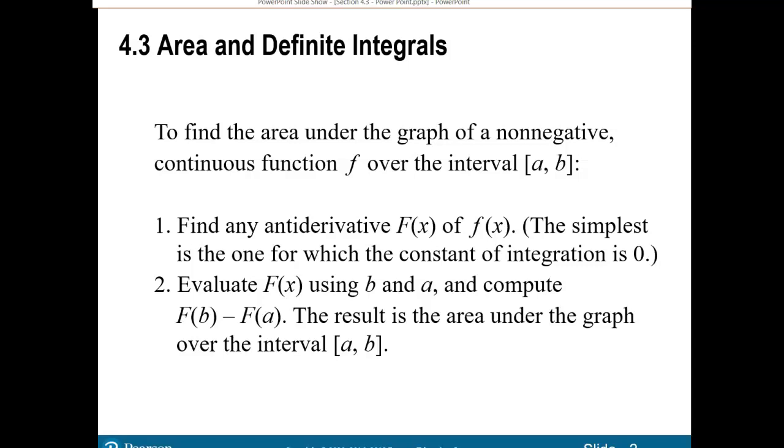Then we're going to evaluate that antiderivative function using the values of b and a from our interval. b and a are the endpoints. Then we calculate the antiderivative value at b and the antiderivative value at a, and subtract. The result, the antiderivative of your function, plug in b, plug in a, and subtract, will be the value of the area under the graph. We'll have a different notation for this toward the end of this section, but this is just walking you through the step-by-step process.